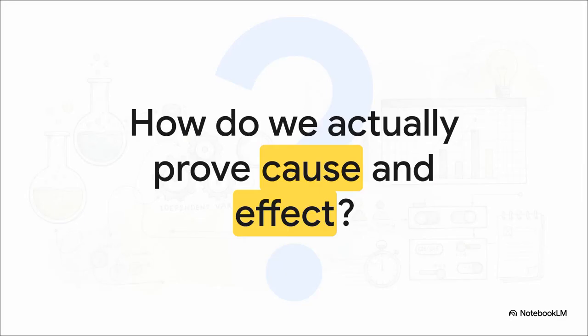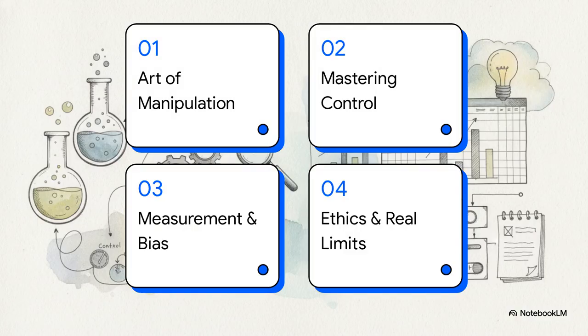Which brings us to a really massive question. Honestly, this is pretty much the holy grail of scientific research. How do we actually prove cause and effect? Because it's one thing to just notice two things happening at the exact same time. We see that all the time. But it is an entirely different beast to prove that one thing actually caused the other. To cross that bridge from mere coincidence to undeniable causation, researchers have to rely on two incredibly powerful tools, and those are manipulation and control. These are essentially specialized tools we use to strip away all the random coincidences of life and reveal true, rock-solid causal relationships.